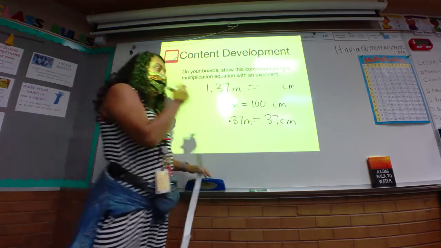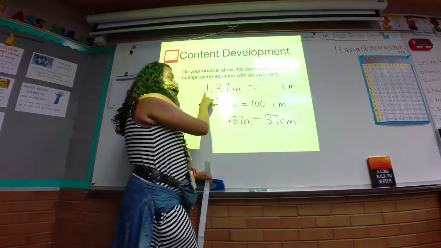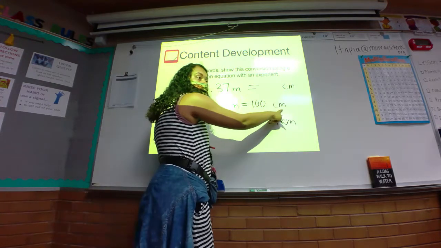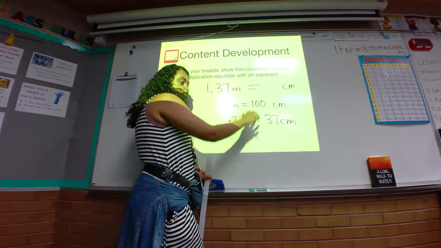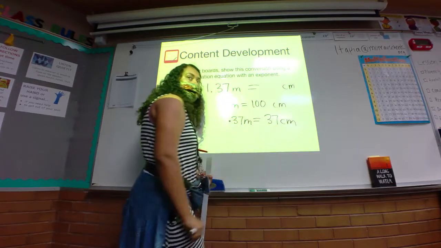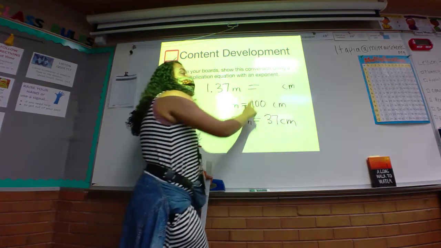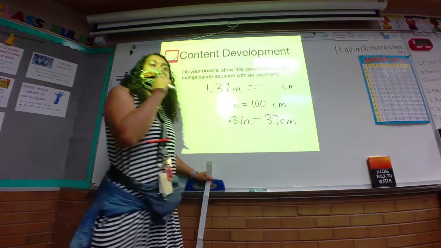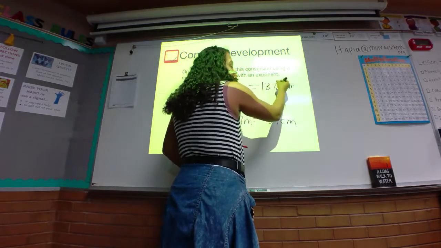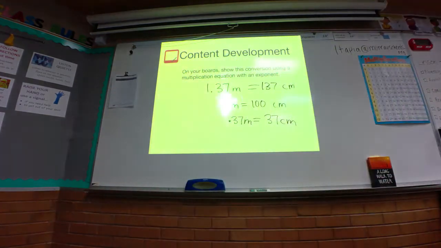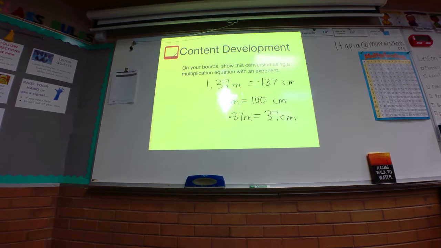Okay, so now let's put it together. So if we know 1 whole meter is 100 centimeters, and 37/100 of a meter is 37 centimeters, how many centimeters is that all together? 137. Thank you, Ariana. Okay. So how many total centimeters is that? There's 137.